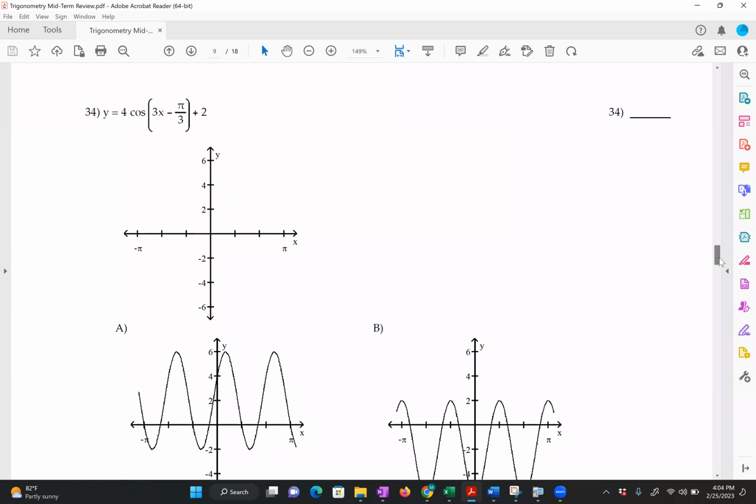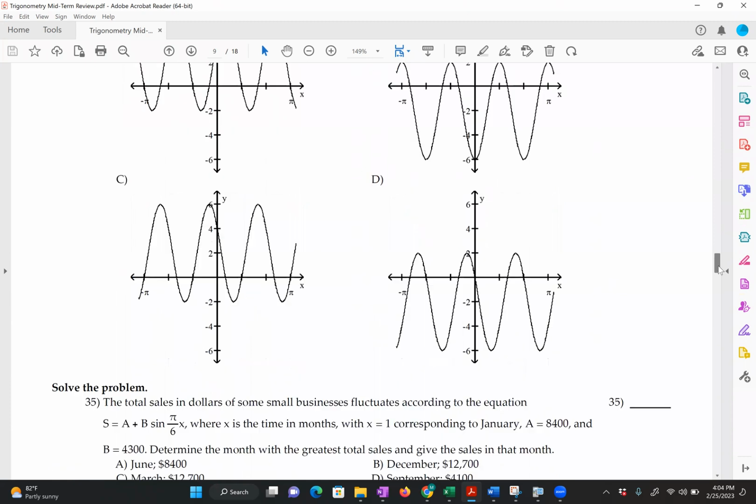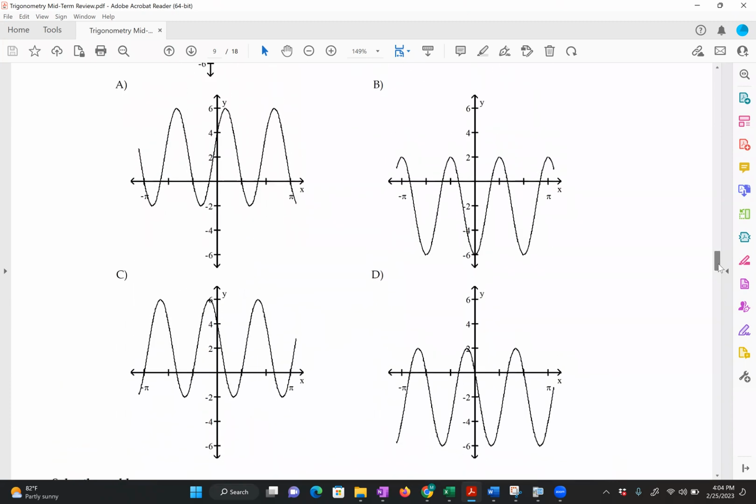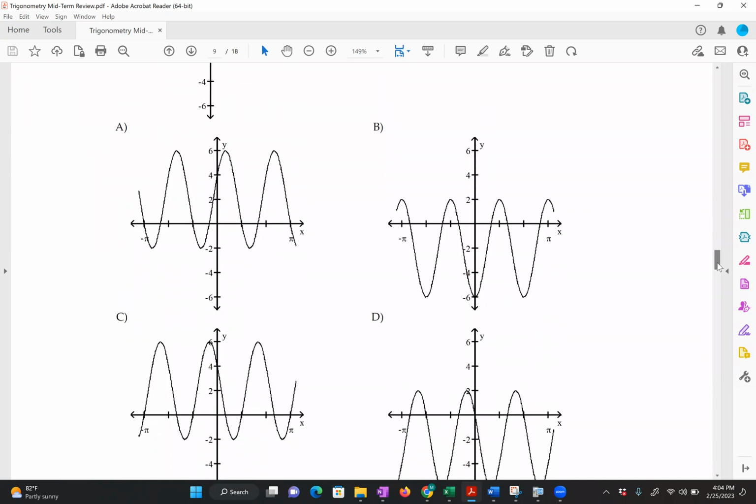Now 34 looks like a cosine. It has 3 cosines, a period of 3, and a phase shift. It looks like negative pi over 3. So I'm looking at it, and it's definitely not B. It's definitely not C. And it's definitely not D. I think for this one, what are we on? 34. It's definitely A.